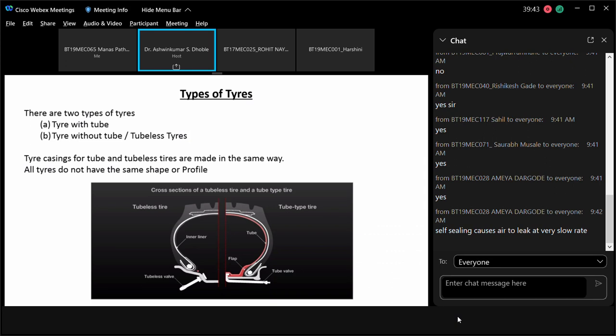That is the answer to the question which I asked you. On similar lines, when you said that the tubeless tire will have less puncture, it is not the correct thing.